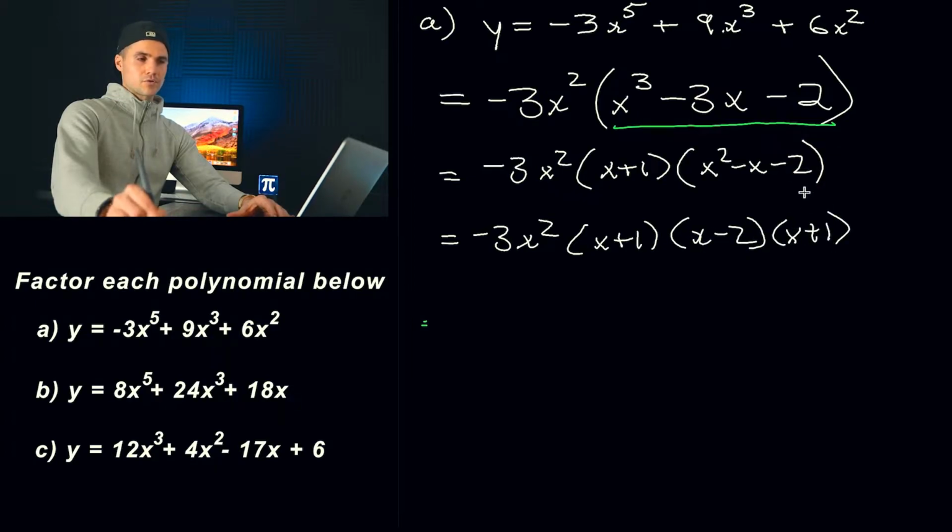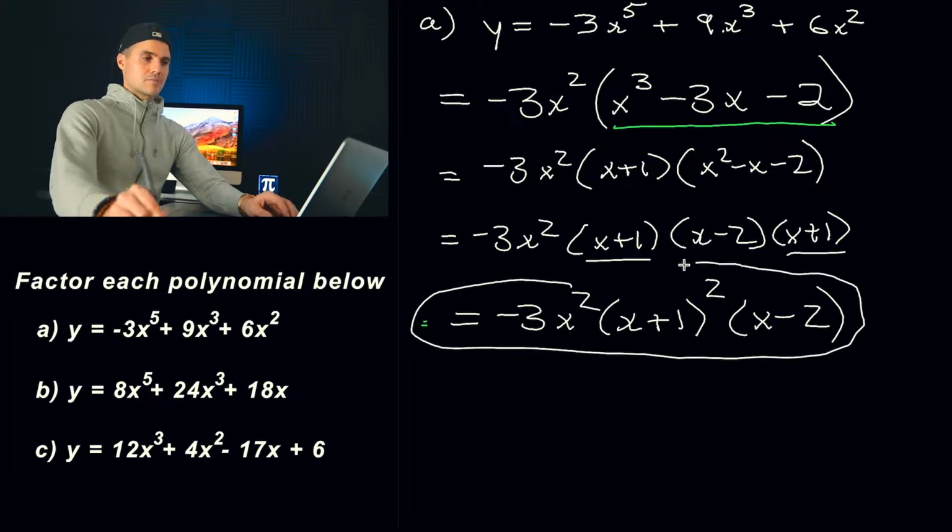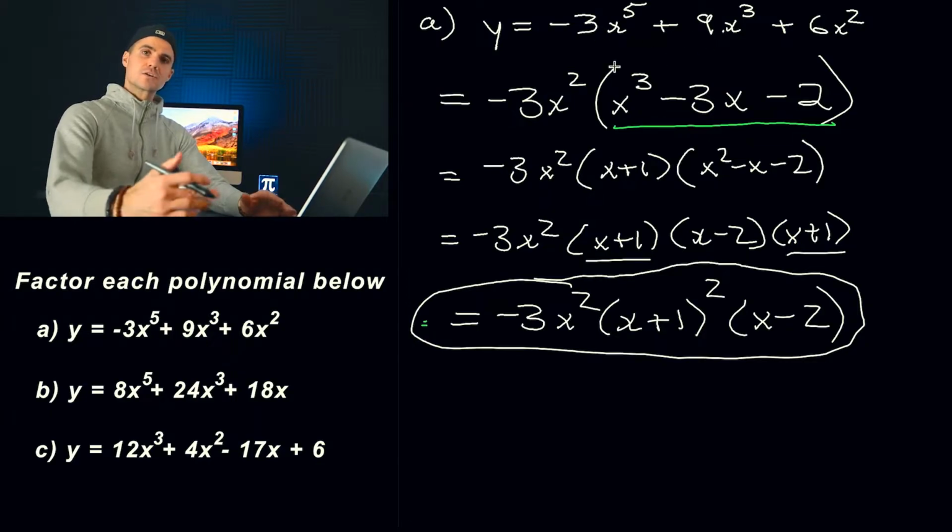I'm not going to go through the process of decomposition on that. If you want to do that, get some practice in on the side. Just make sure that you are getting that value right there. And then notice the x plus 1s are actually the same. And so we could, in a nicer format, rewrite this polynomial as negative 3x squared, x plus 1 squared, x minus 2. And that right there ends up being the factored form of this original polynomial in part A.